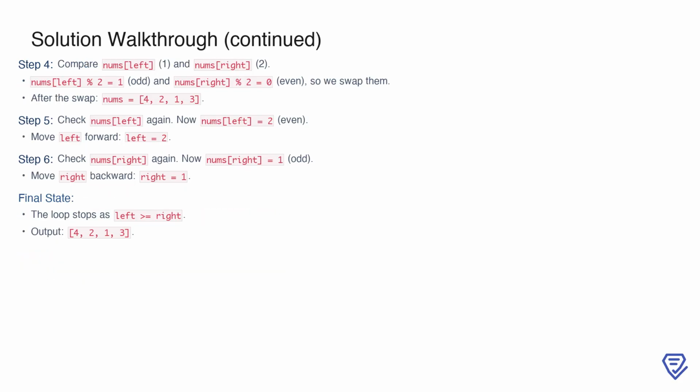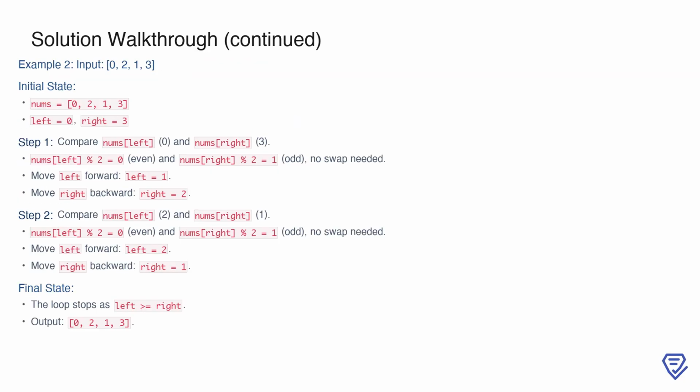In the next comparison, nums[left] is 1, and nums[right] is 2. Since nums[left] is odd and nums[right] is even, we perform another swap. After swapping, the array becomes 4, 2, 1, 3. Now, we check nums[left] again. It is 2, which is even, so we move the left pointer forward to position 2. Similarly, we check nums[right], which is now 1, an odd number, so we move the right pointer backward to position 1. At this point, the condition left equals right is met, so the loop terminates. The final output for this example is 4, 2, 1, 3.